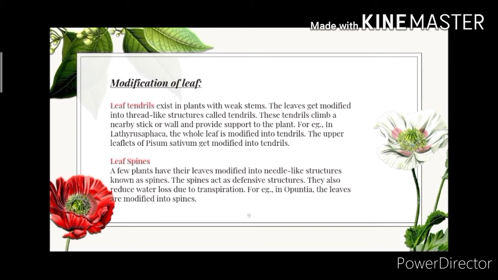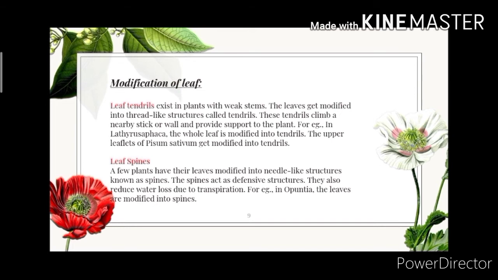And the first modification is the leaf tendril. Leaf tendrils exist in plants with weak stems. When the leaf becomes curly, it is generally a thread-like structure, and that is known as a tendril. These tendrils climb a nearby stick or wall and provide support to the plant.